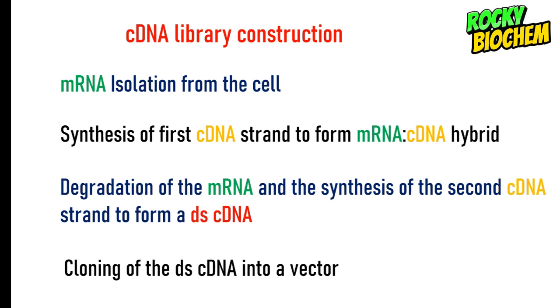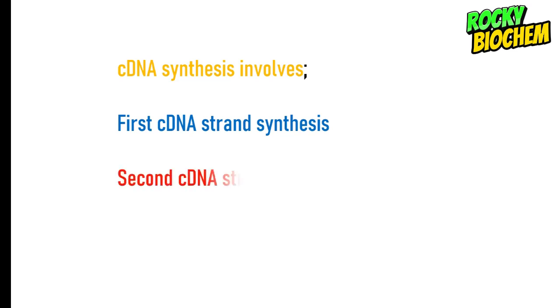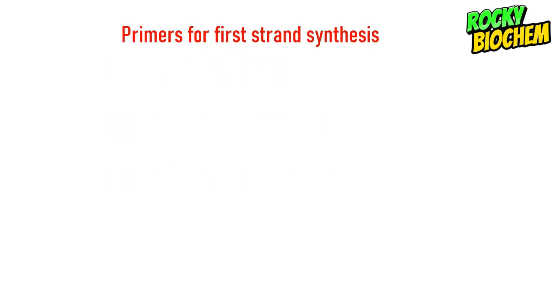cDNA synthesis occurs in two steps. First of all, we have to synthesize the first strand and then we have to synthesize the second strand. So the synthesis of the first strand requires certain set of primers. There are some primers that we can use for the first strand synthesis, and there are also some primers we can use for the second strand synthesis. So for the purpose of this video, I am going to take you through the primers we can use for the first strand synthesis and then the primers we can use for the second strand synthesis.